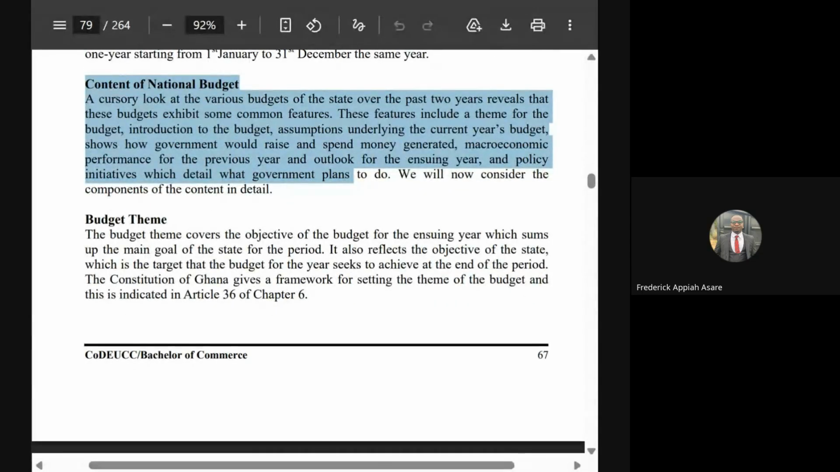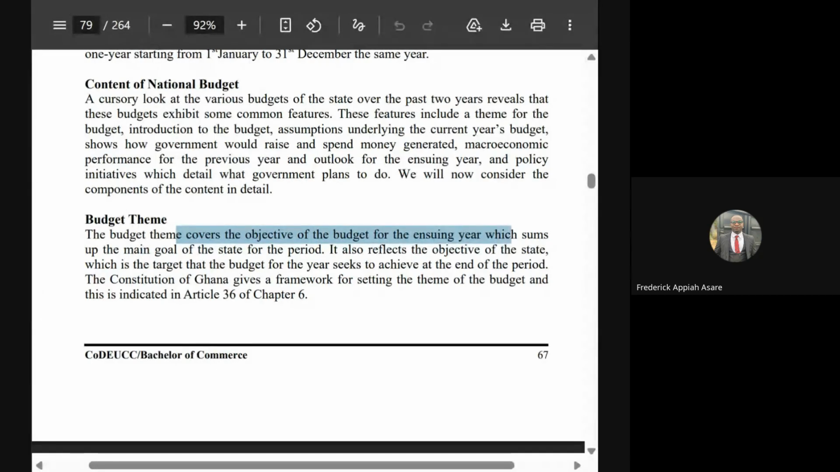And when we look at the content of the national budget, the first thing that you see is the budget theme. That is the theme on the budget. And usually the budget theme covers the objective of the budget. You realize that when we were doing some of the features or characteristics of a budget, we talked about the budget must have an objective. So similar to the national budget, it also has an objective, and it's usually stated in front of the budget or in front of the document.